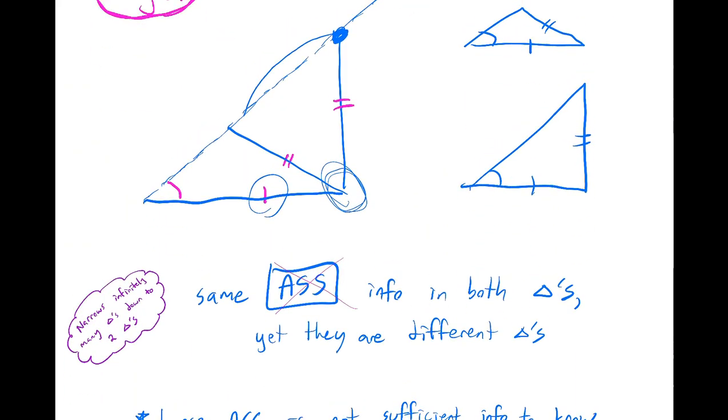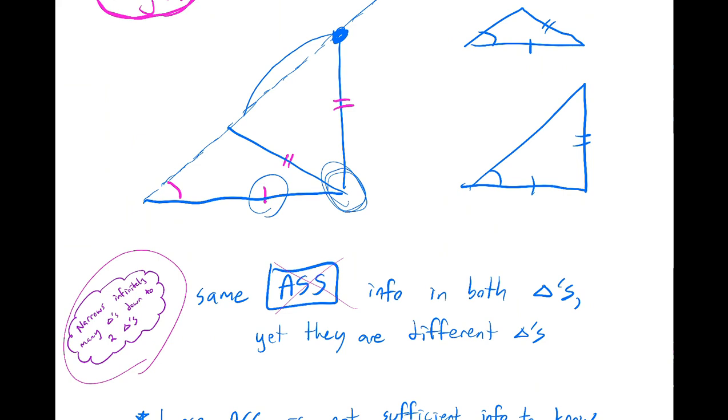Now, it does narrow down all of the infinitely many triangles down to two possibilities. Now that's pretty good. Narrowing down infinity to two, that's pretty good. But still, it's not unambiguous. We do not know we are talking about the same triangle, so we cannot reliably use this one.